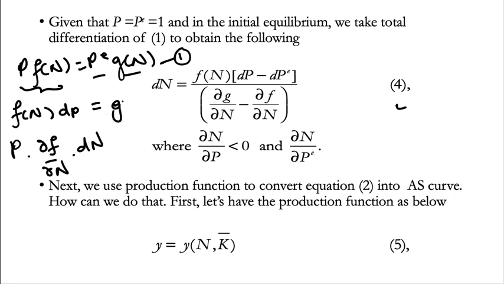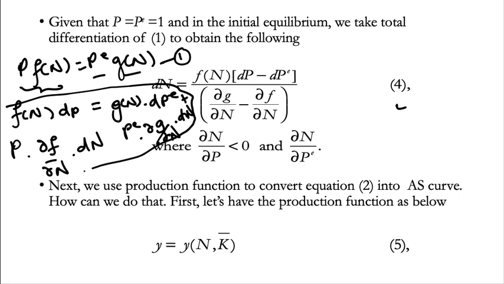So it becomes Gn, constant, times dPe, plus PE, now constant, times delta G over delta N times dN. Once you have this total differentiation, you rearrange it in such a way that the dn is on the left-hand side and the rest on the right-hand side. Then we can come out with 4, where delta n over delta p is negative, and delta N over delta PE is also negative.